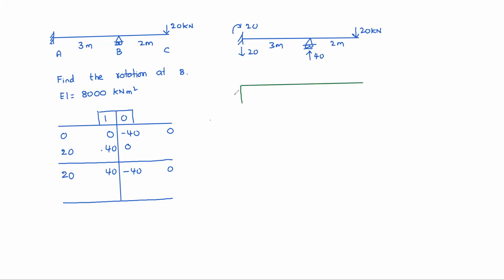Downward 20, like this, upward 40. That means here it comes plus 20, here minus 20. This is the shear force diagram. Then the bending moment diagram, SFD.